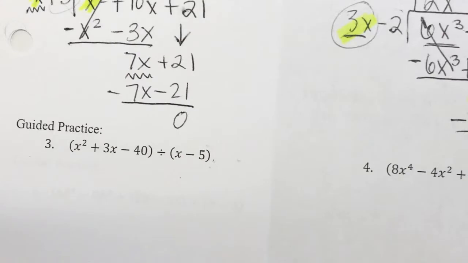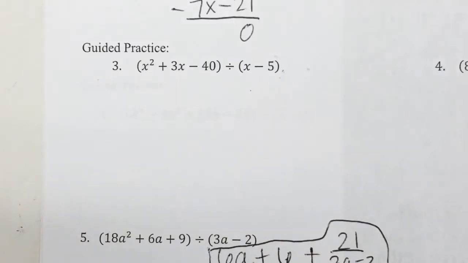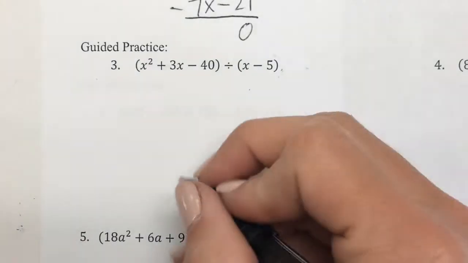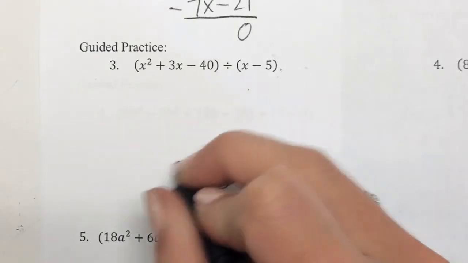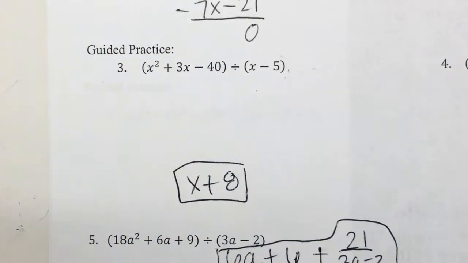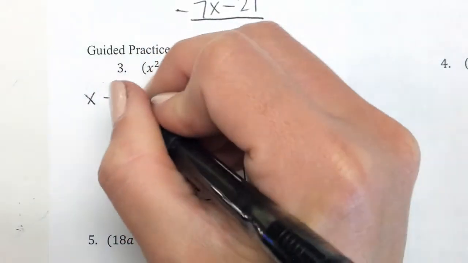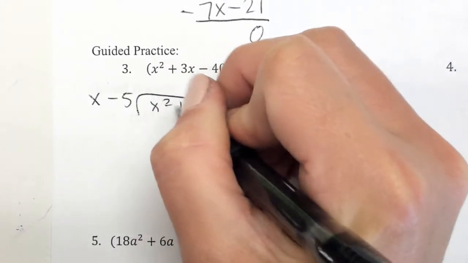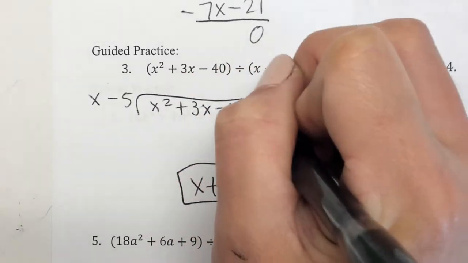Alright, the first one was easy, right? Yes? What did everybody get for the first one? 6 plus 8. Yeah, no remainder, right? Do I need to go over this one? Yes? Okay. I'll put x minus 5 on the outside. X squared plus 3x minus 40. What did y'all put for the first one right here?